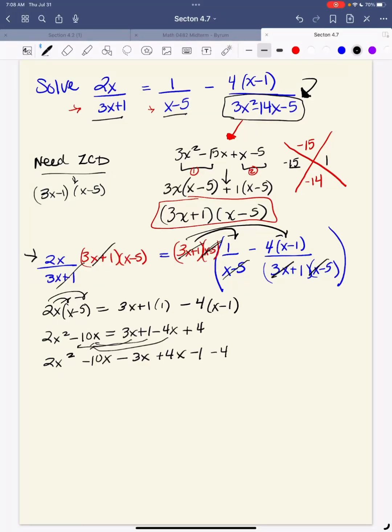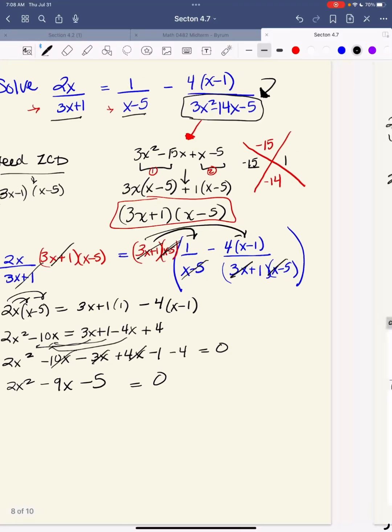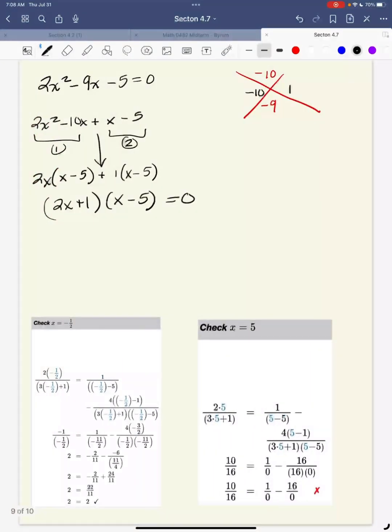minus 4. So we've got 2x squared minus 10x minus 3x will give me a minus 13x, plus 4x will give us minus 9x. So this is all the x's. Minus 1 minus 4 will give me minus 5. Now, this is all equal to 0 because we got everything over to the left and we have 0 on the right. So we're working with 2x squared minus 9x minus 5 equals 0.